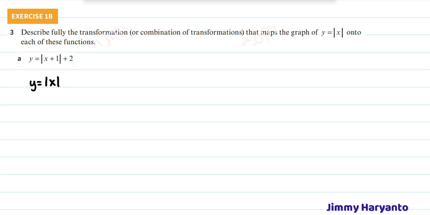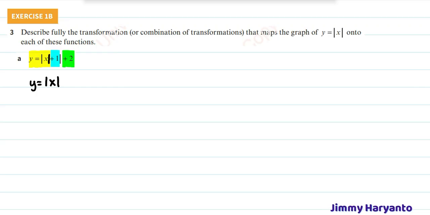You only have to see how the function changed. Like, oh, the first is y equals to modulus of x, only this one, and then suddenly we have plus 1 right there, and also the plus 2 outside the modulus function. Yeah, so this means translation.